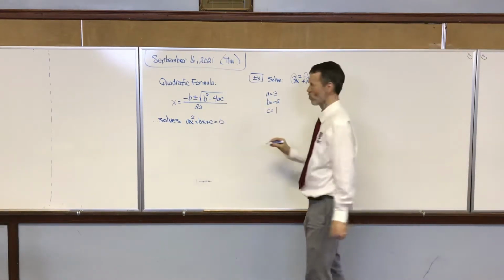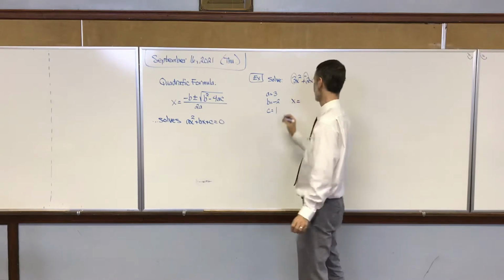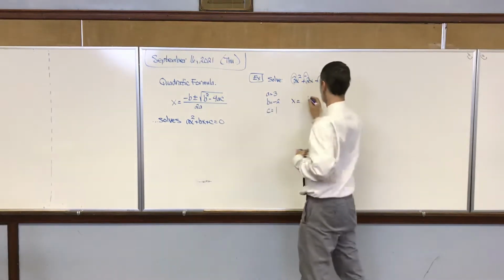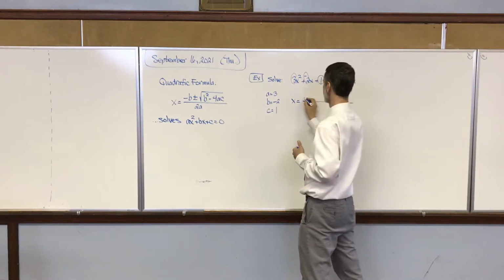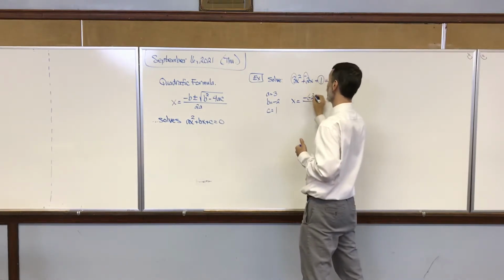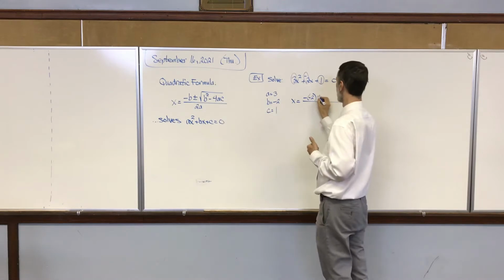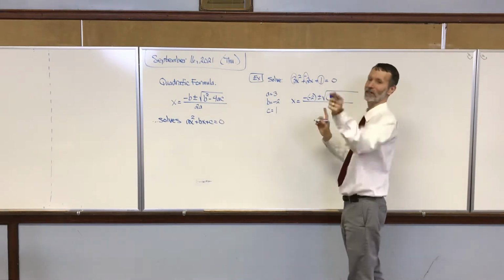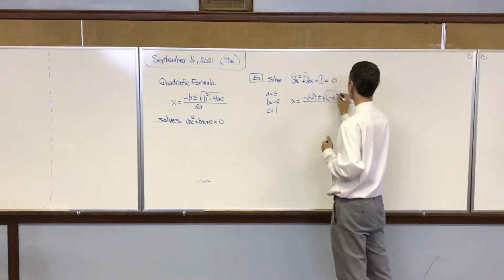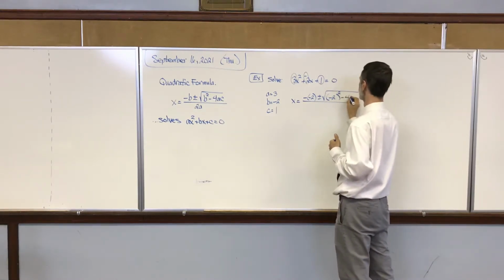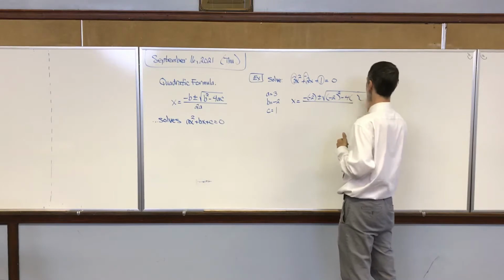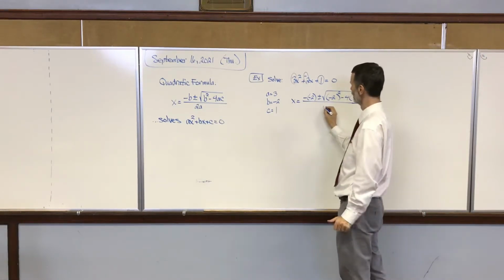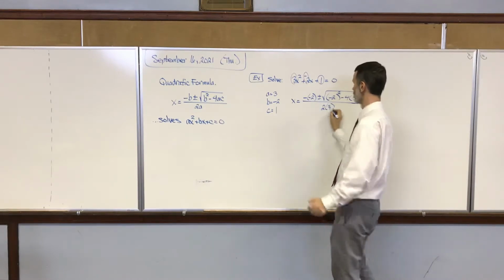Do it. Becca, help me out here. X equals what? Yeah, negative negative 2, which, you're right, is 2. You can always use parentheses when you plug in. Go ahead, sorry. Negative 2 squared. Okay. Minus 4 times 3 times 1, all divided by 2 times 3.